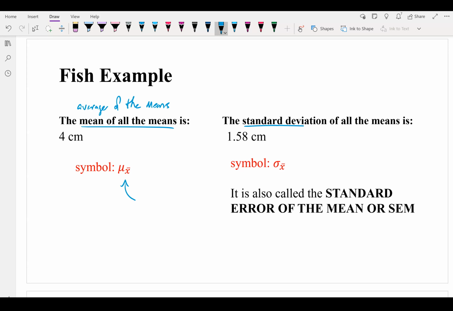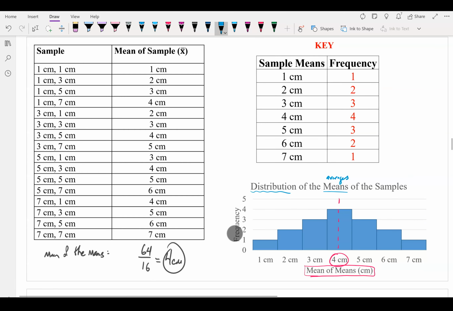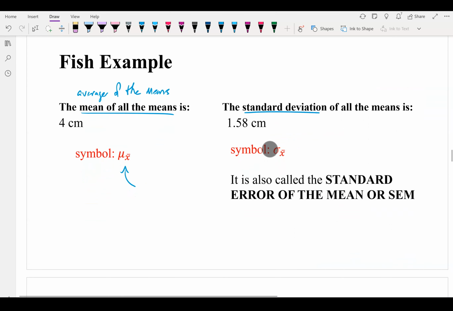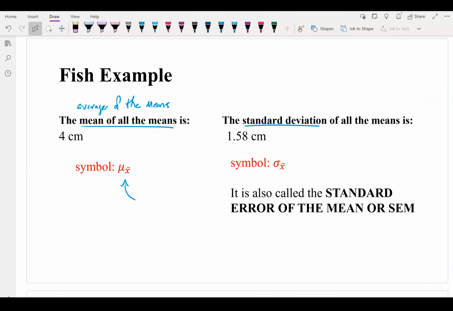Finally, the standard deviation of all the means is 1.58. Standard deviation of all the means. What does that mean? What it's trying to represent is that if you took all of these and got the standard deviation of it, you would get that number, which hopefully should make sense. It's how much this data is spread out, how much the means are spread out from the mean of the means. It's a tongue twister for sure. You got to take some time to think about this.